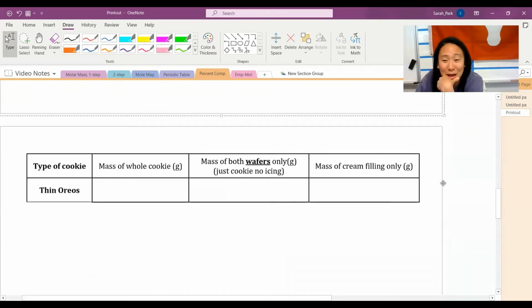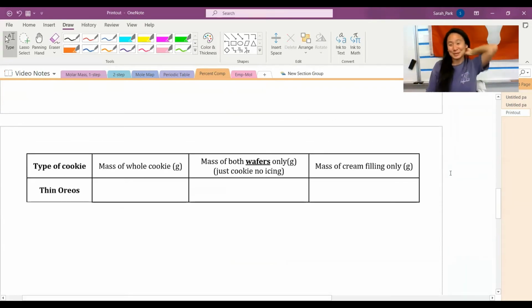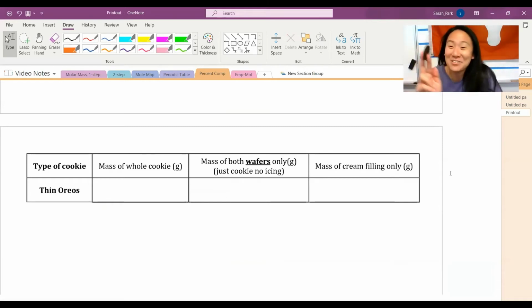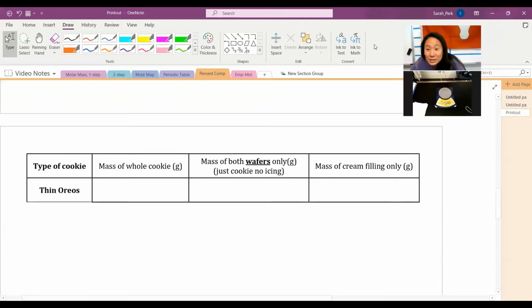All right, so I'm going to basically talk about this Oreo right here. This is a thin Oreo. Look how skinny it is. And I want to know the percent composition of cookie versus cream filling inside. Okay, so how are we going to do that? Well, we need to first find out the mass of the entire cookie.